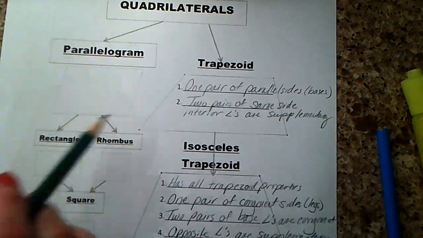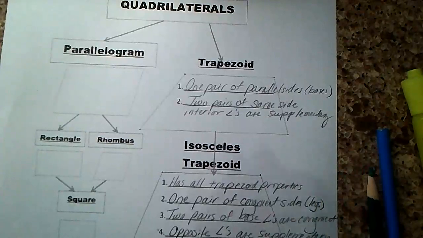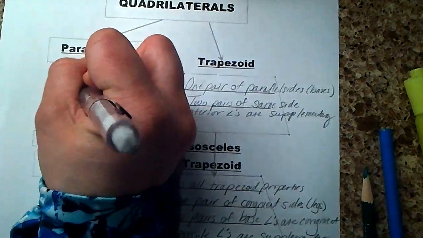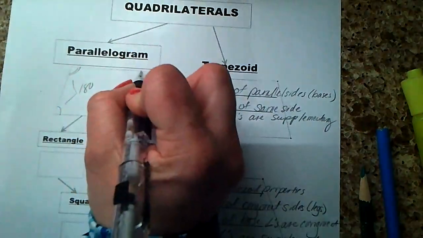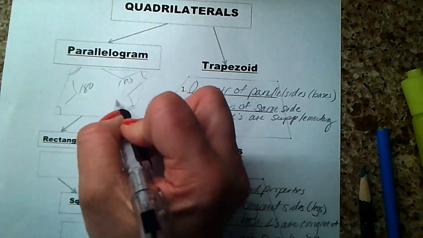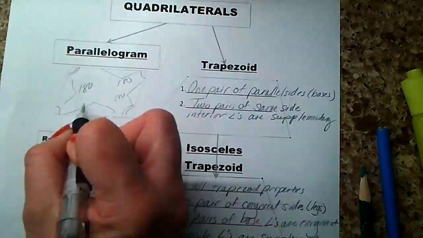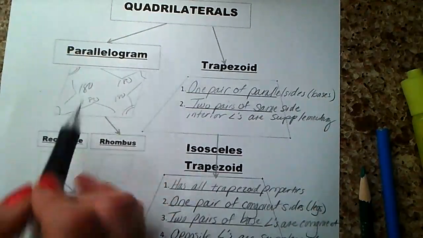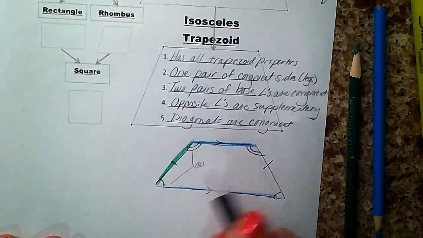In parallelograms, we had all the consecutives supplementary. So this one and this one added to 180, but this went all the way around the picture. This one and this one added to 180. That doesn't happen in the trapezoid. You only have two pairs instead of four pairs. There were four pairs of consecutive angles that are supplementary in the parallelogram. The trapezoid does not have that. It only has a pair here and a pair here.